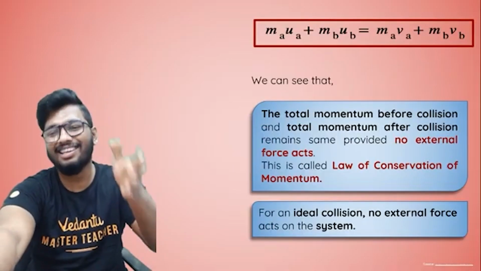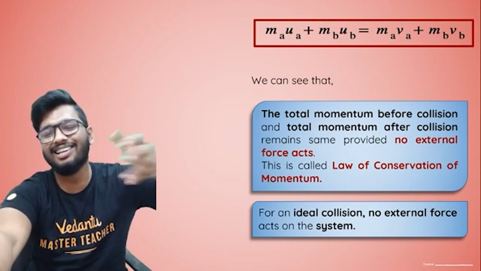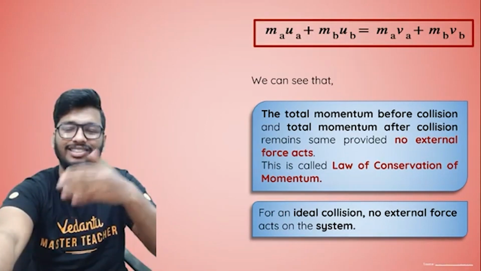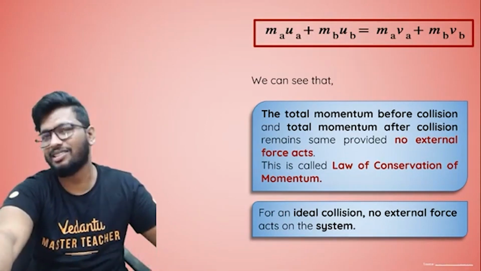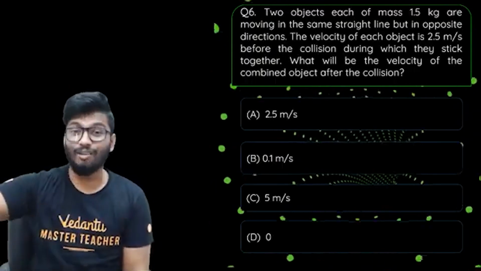So basically the total momentum before the collision and the total momentum after the collision remains the same, unless there's an external force acting on it. This is your law of conservation of momentum. For an ideal collision, we assume there's no external force acting on the system. That is what we assume. So this is the last question, guys. Let's solve it and let's call it a day.